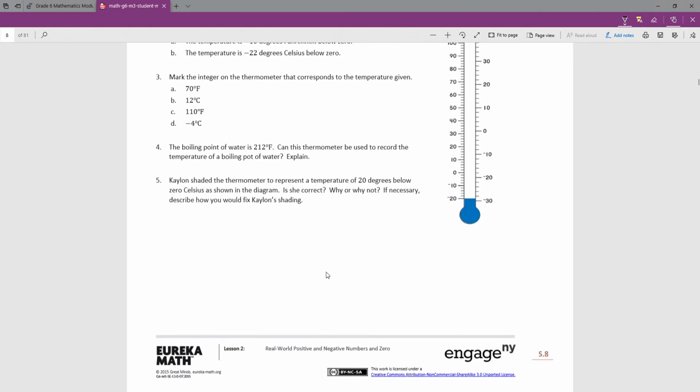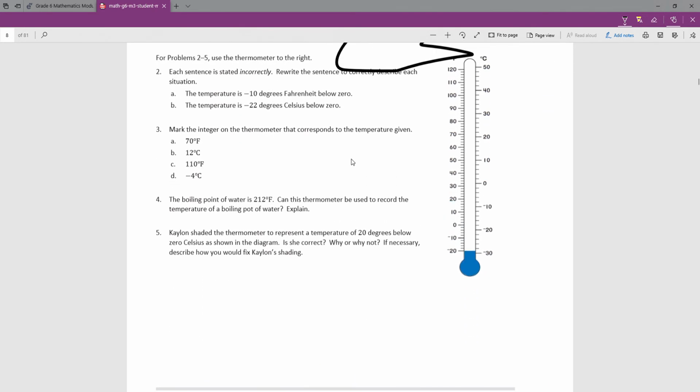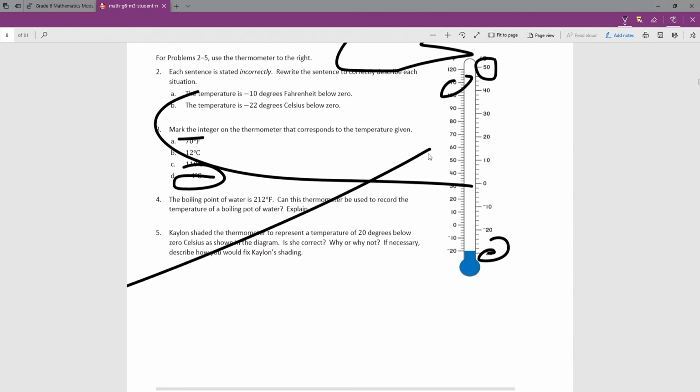Go. Mark the integer on the thermometer that corresponds to the temperature given. 70 goes here, 12 goes up here, 110 goes over here, and 4 goes over there. Boiling point of the water is 2015. 2015 was a horrible year for YouTube, so we're just going to cross out this question.